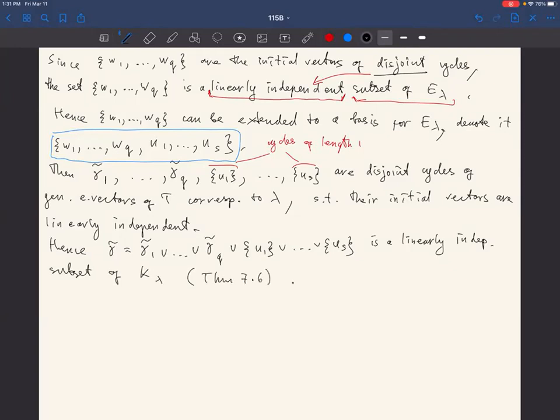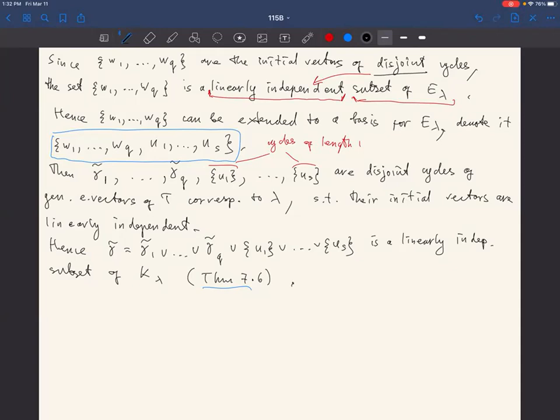Remember, we have a theorem which says that if I have several cycles of generalized eigenvectors, and the initial vectors are linearly independent, then all vectors in the union are linearly independent as well. So this was theorem 7.6. It leads from knowing the linear independence of initial vectors to linear independence of all vectors in the union. All right, so we have this linearly independent subset of K lambda.